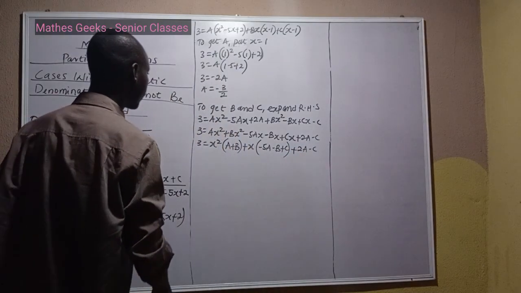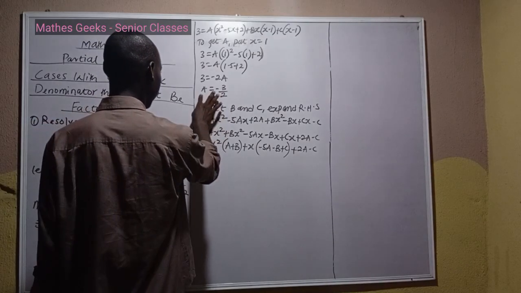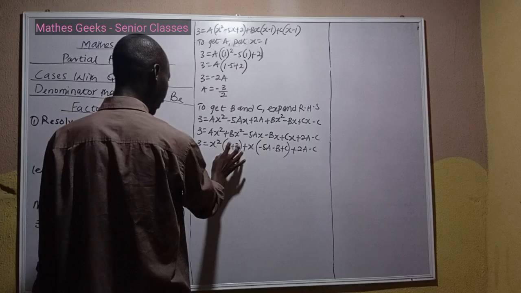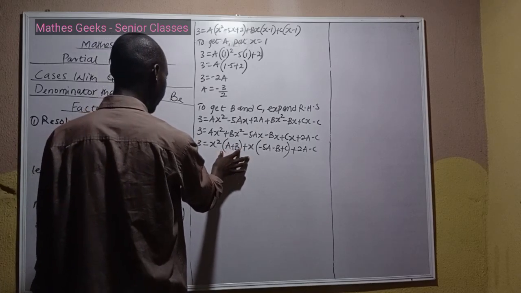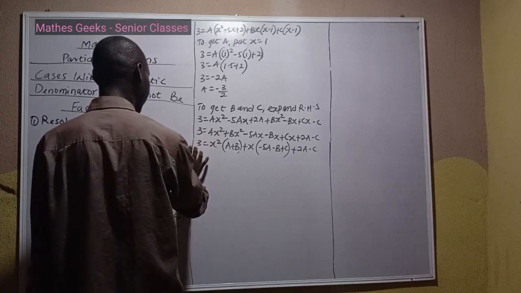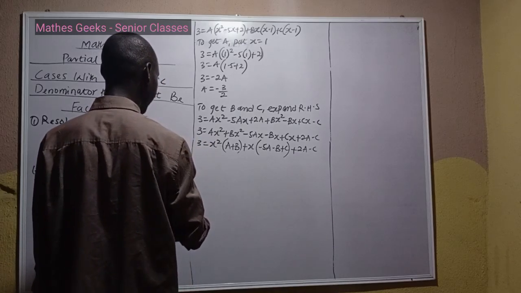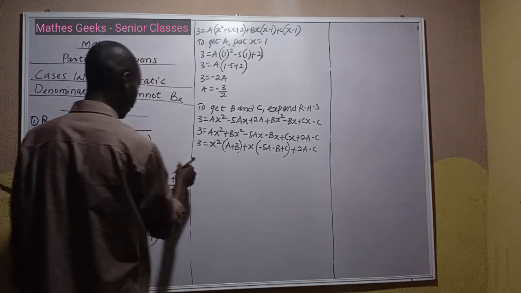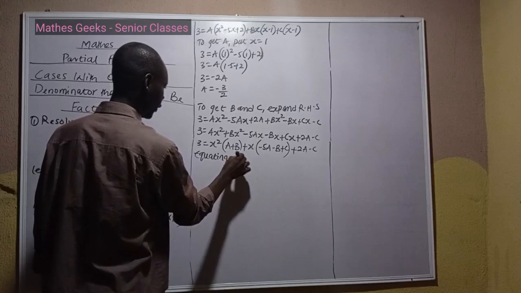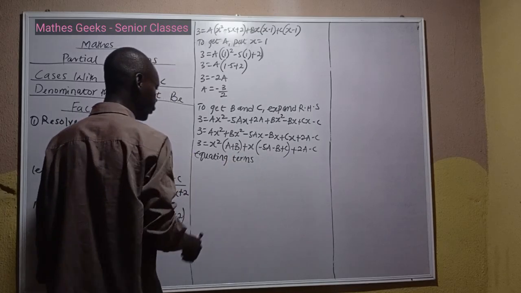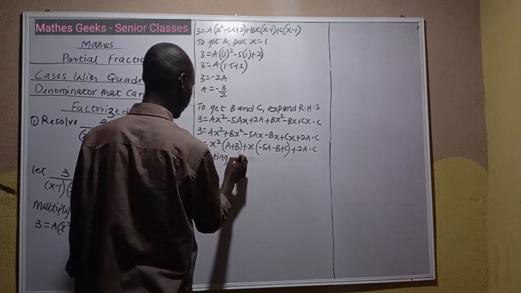Now the next thing to do: we know the value of a, so we want to get the value of b. We can get the value of b from here, which means we're going to equate coefficients of x squared. Remember that the left hand side of the equation does not have a term in x squared, so its coefficient is 0. So we are equating coefficients of x squared.